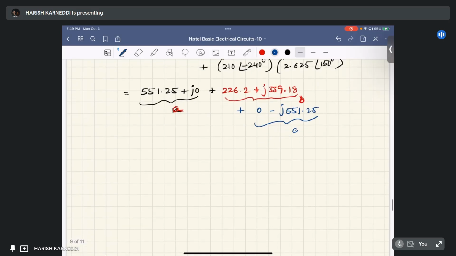So we can add all these powers. We get S equal to, we are adding 551.25 plus 226.2 plus j339.18 minus j551.25, which equals 777.45 minus j212.07 volt amperes.